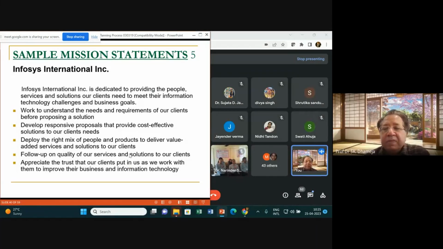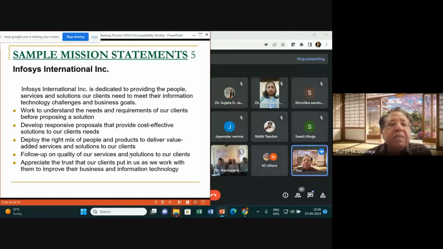This is for Infosys. They have 5 mission statements, not 1 or 2, but 5 mission statements. Infosys International Inc. is dedicated to providing the people services and solutions our clients need to meet their information technology challenges and business goals.